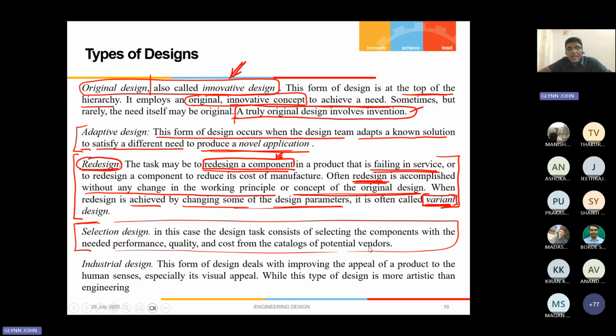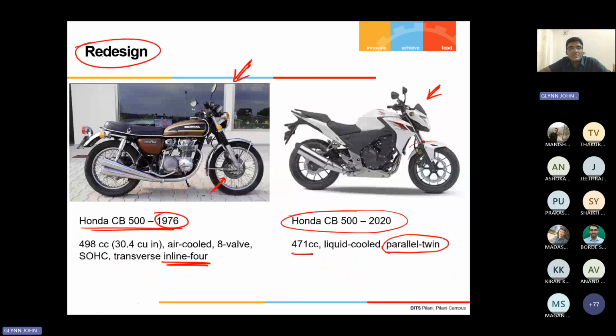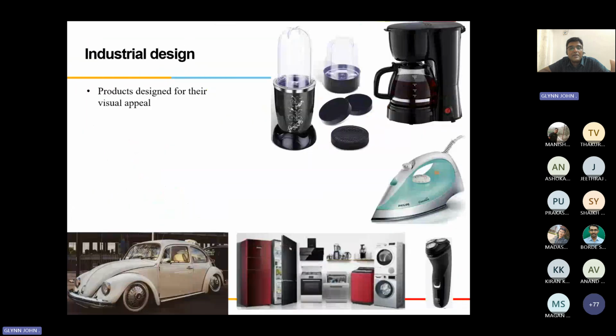Okay, then the last one is industrial design, right? Now, developing, when you're buying a product, right? For example, you go to the showroom when you buy a product. Normally, what do you see? What do you see there? You'll see products which are designed with attractive colors, right?